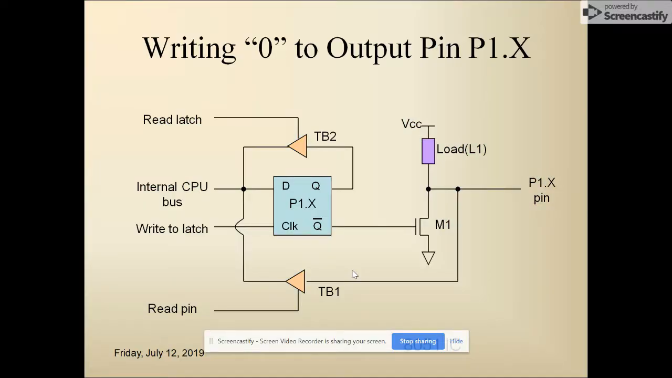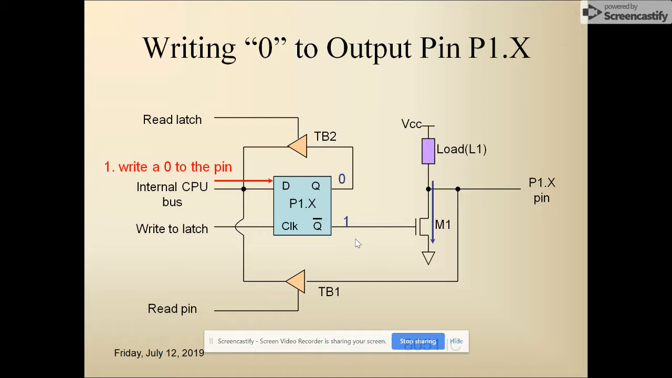So next we will see how to output 0 and 1 to output pin P1.X. Let's assume this particular P1.X is configured as an output pin. Case 1, to output 0. For that, write 0 to the D latch through the internal CPU bus. Then clock it so that the value is latched inside the D latch. The output will be visible at Q and Q bar. Now Q will be 0 and Q bar will be 1.